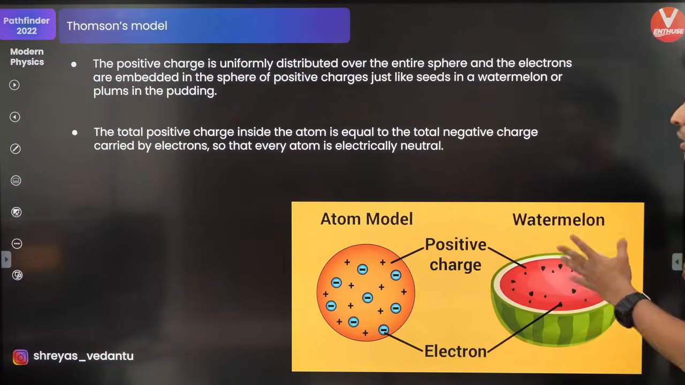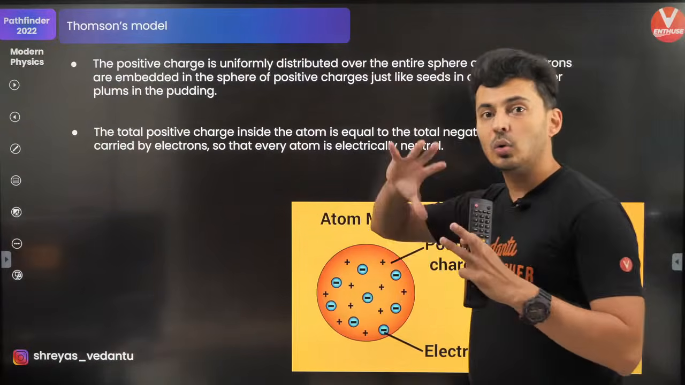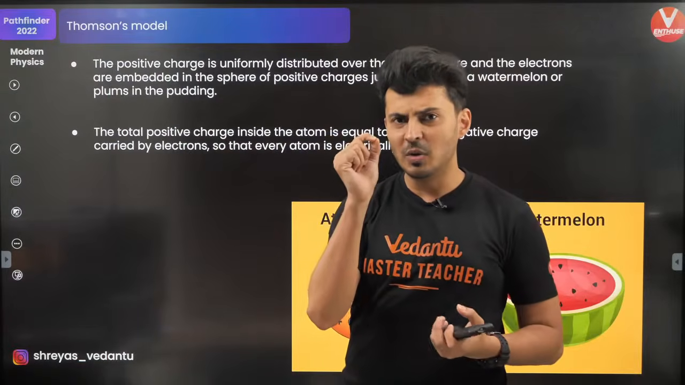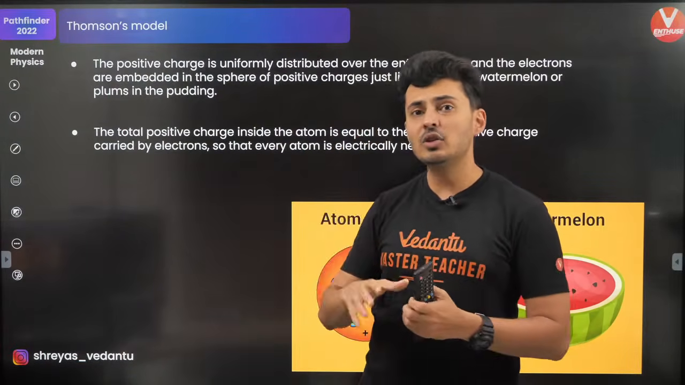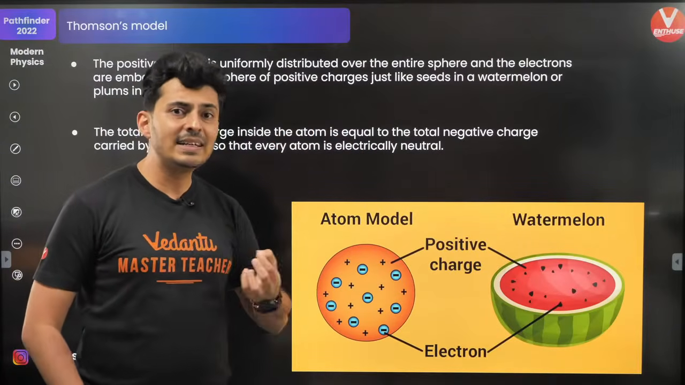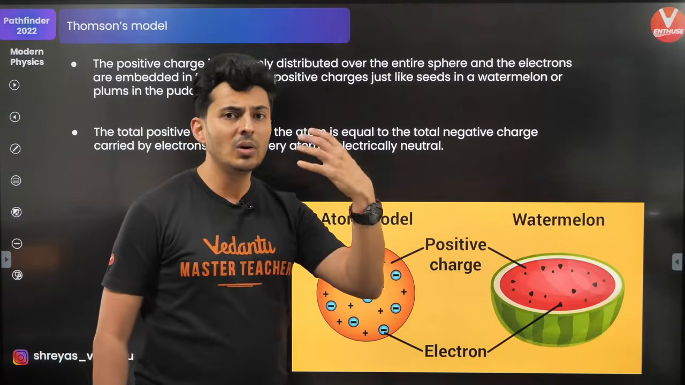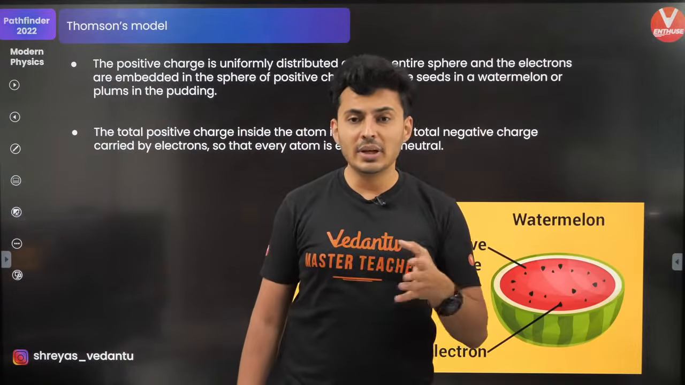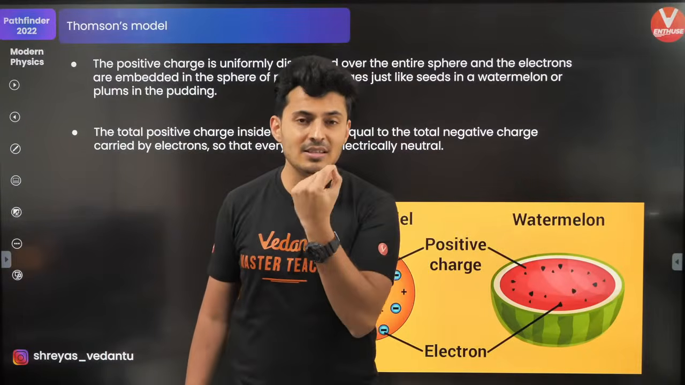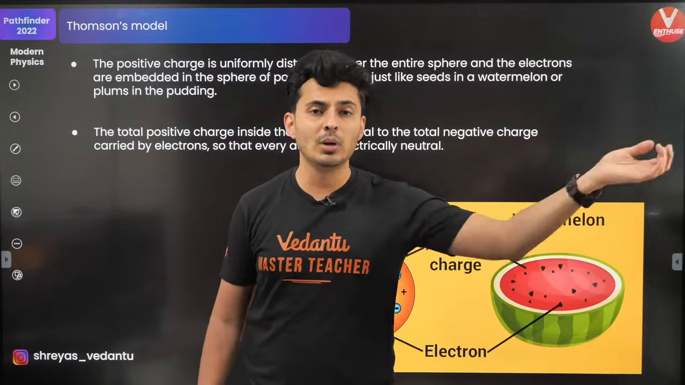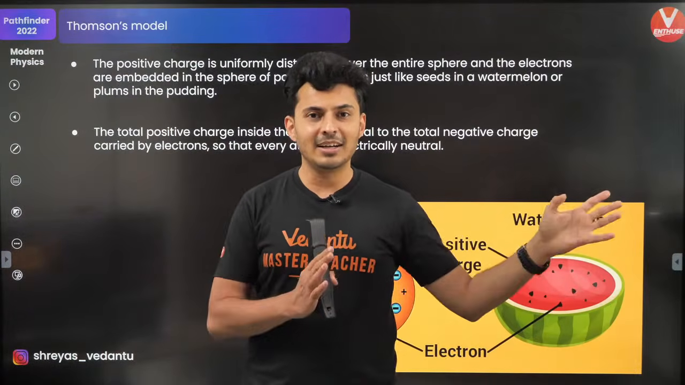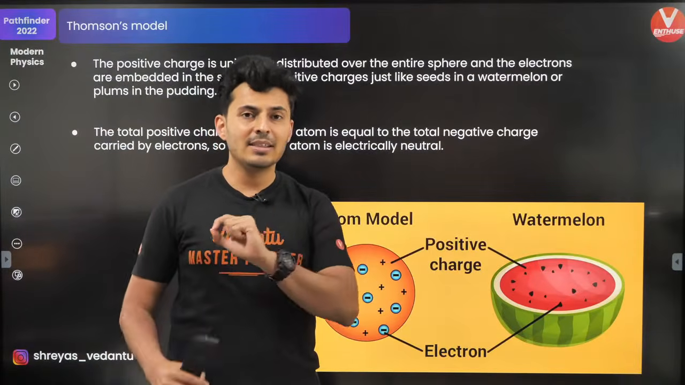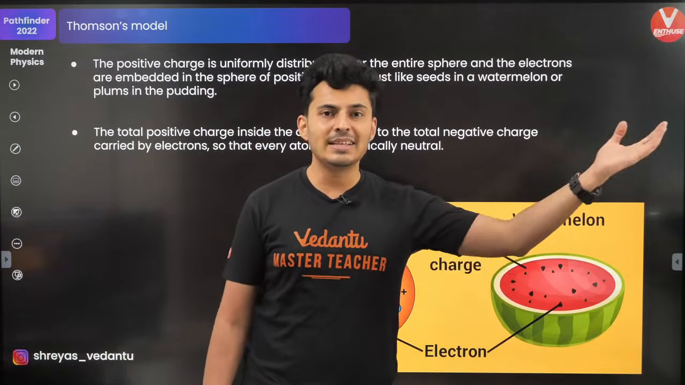But the problem with Thompson's model, although he said that the total positive charge was equal to the negative charge, and these electrons are small, and these electrons, why did he assume that the red part is positive and the seeds are negative? Reason was he knew and he had the idea of current electricity. So he thought when electricity is flowing through wires or conductors, these seeds or these electrons are the ones which get easily flown from one part to the other inside the conductor. So the big bulky part, which is the red part, should be positive, and the free moving part should be the electrons, which can be easily knocked off.